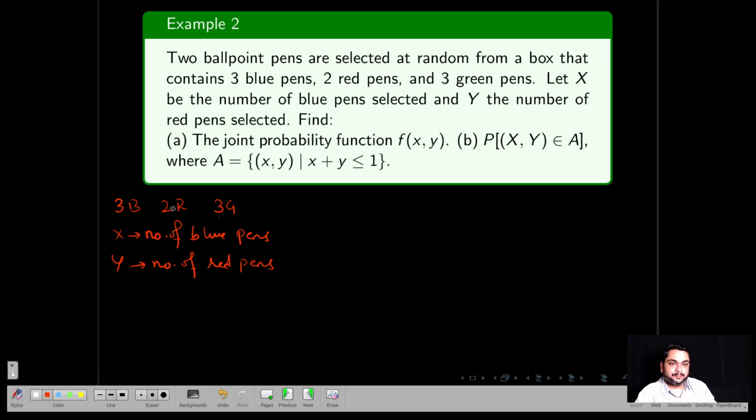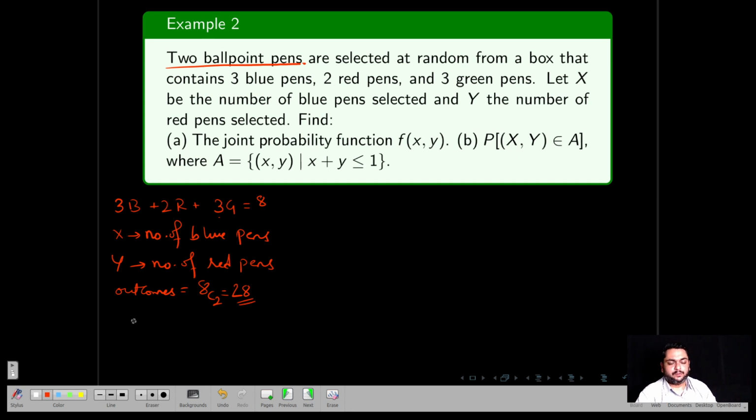Okay. So now what are the total possible outcomes? So total I have to select how many? 2. 2 pens I have to select. So total how many balls are there? So 8, right? Out of 8 balls, I have to select 2. So total outcome is 8C2. So 8C2 is, I think it is 28.